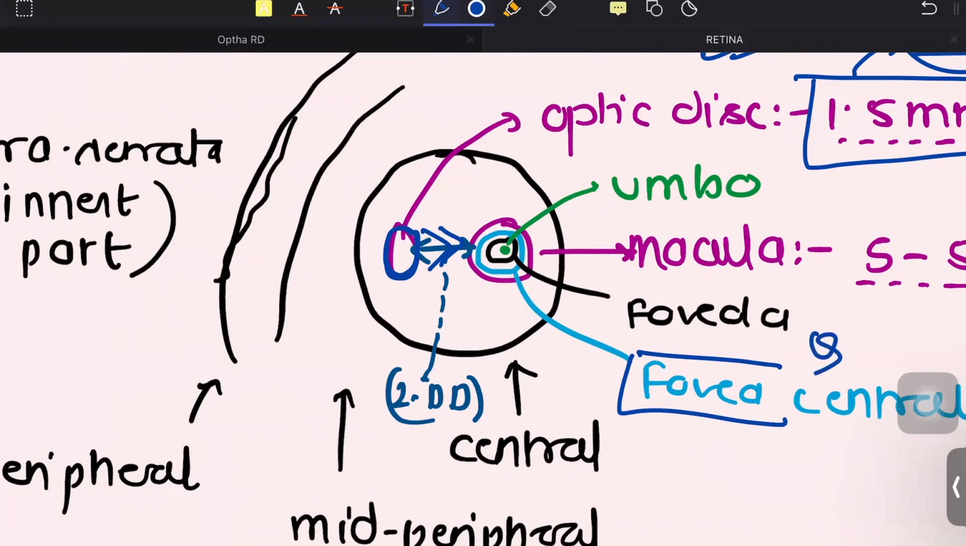It will be asked in MCQs: what is the most sensitive part of the retina, which consists of only cones? Then it is the fovea centralis. Center to the fovea centralis, there is a portion called the foveola, and center to the foveola, we have a smaller portion called the umbo.